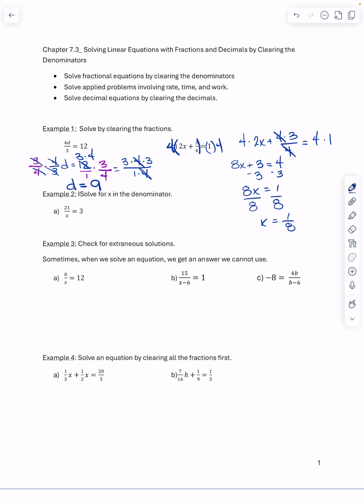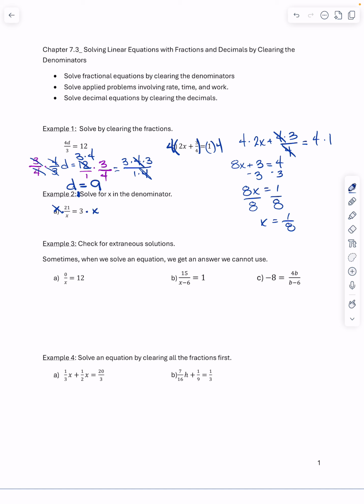Example 2. I don't know why there's an I there. Typo. We want to solve for x in the denominator, and here's the thing. We cannot solve with an x in the denominator. We need to get that out of the denominator. So just like above where I multiplied by 3 to get that out of the denominator, I'm going to multiply here by x, both sides.